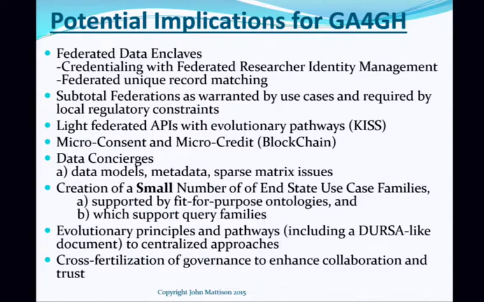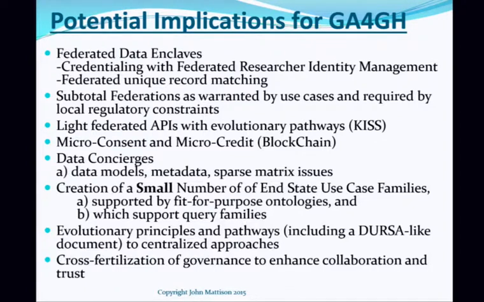Mechanisms for micro-consent, which Dixie Baker has so brilliantly elaborated in the work group, and perhaps even a microcredit accounting mechanism to know where the flow of data is. Is there data hoarding going on? Is somebody just sucking up data from other sources and not really contributing?